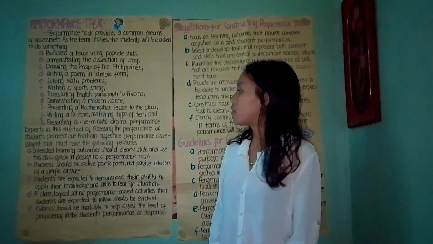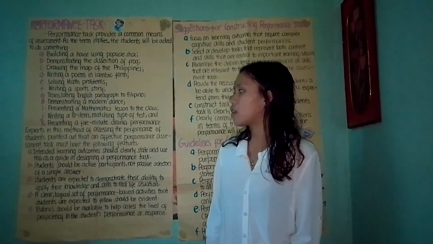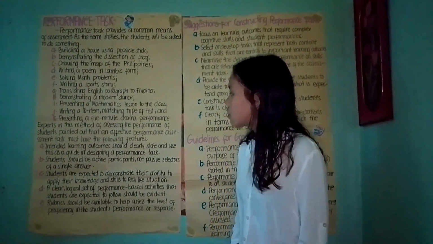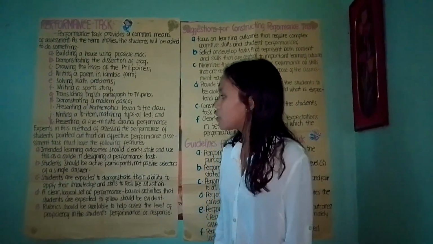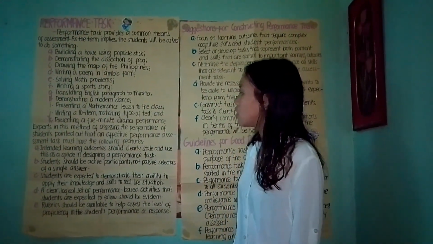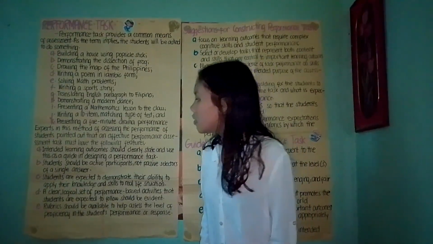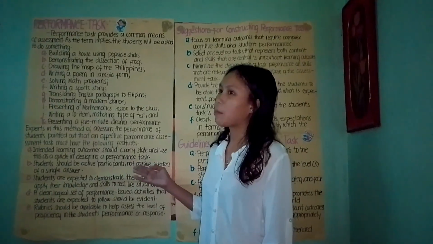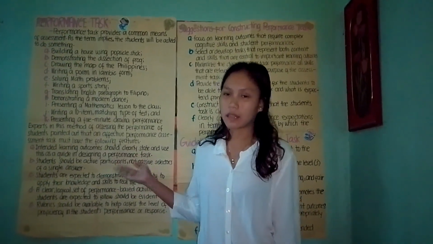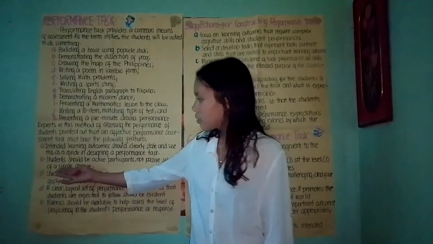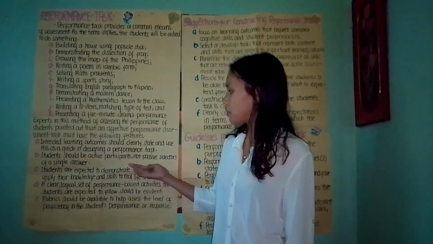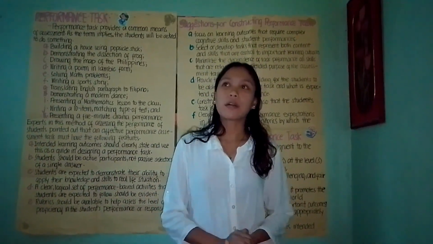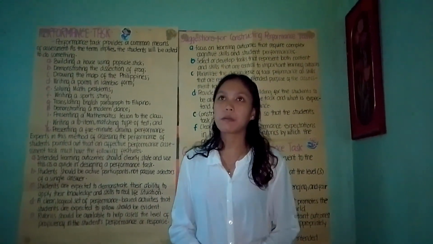Experts in this method of assessing the performance of students pointed out that to be effective, performance assessment tasks must have the following features. Letter A is intended learning outcomes should be clearly stated and used as a guide in designing a performance task. So, ang layunin is dapat gabay sa pagbuhat og performance task. And letter B is students should be active participants, not passive selectors of a single answer. So, dapat ang mga students ani is active mag-participate sila.